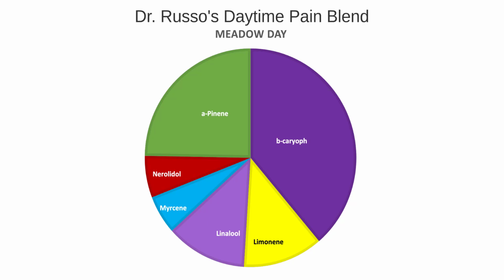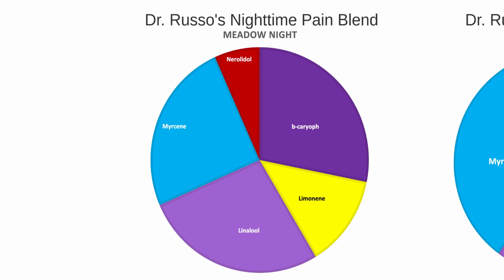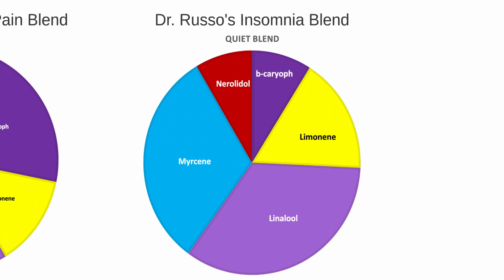Now, Meadow Day is a blend designed to relieve daytime pain. And what you see in Dr. Russo's blend is a high level of beta-caryophyllene targeting that CB2 receptor. You see pinene, you see the limonene, linalool combination, you see myrcene in there, and you also see nerolidol. Now, when we take a look at Dr. Russo's nighttime blend for pain, what you see is a boost in myrcene. So we see changing the terpene blends can change the effect depending on when we're using the particular blend.